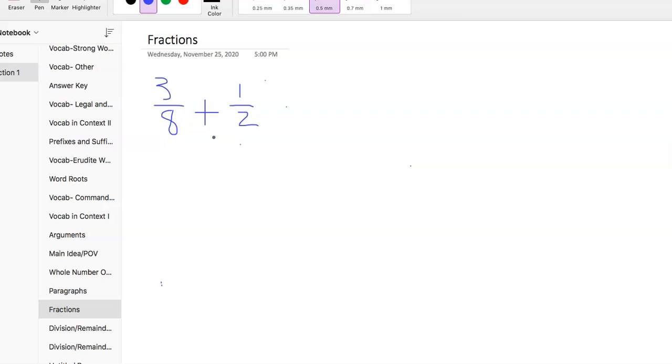Okay, so common denominator. The denominator is the bottom number in the fraction, and we need that to be the same in order to add or subtract fractions. Given that this one right here is an 8, we need this one to become an 8. To do that, multiply both the top and the bottom, the numerator is the top, the denominator the bottom, by the same number. So 1/2 is the same as 4/8.